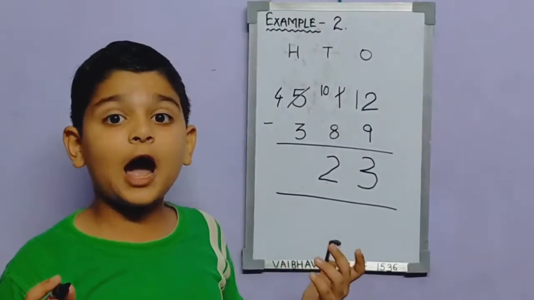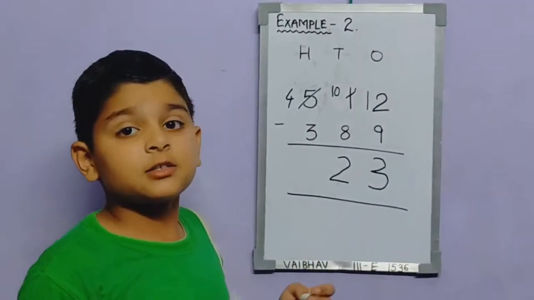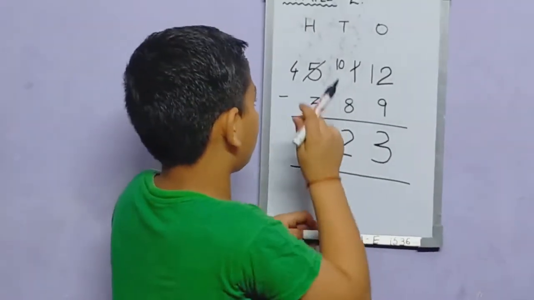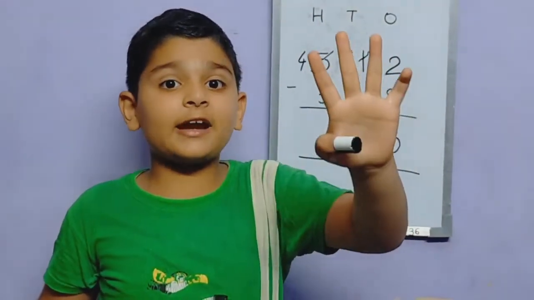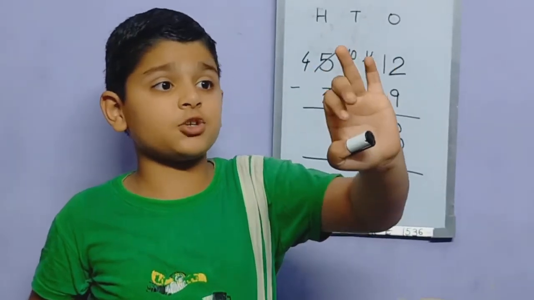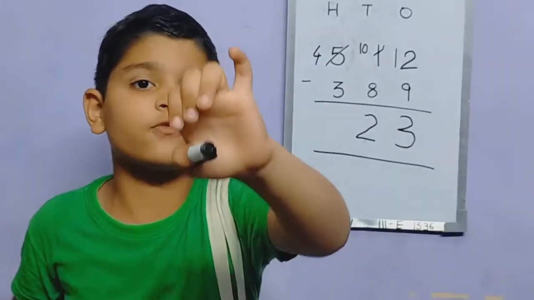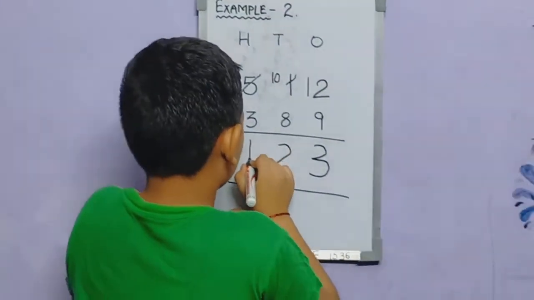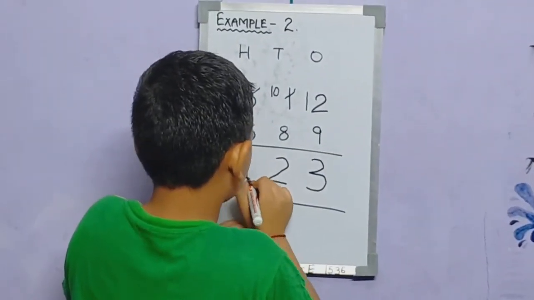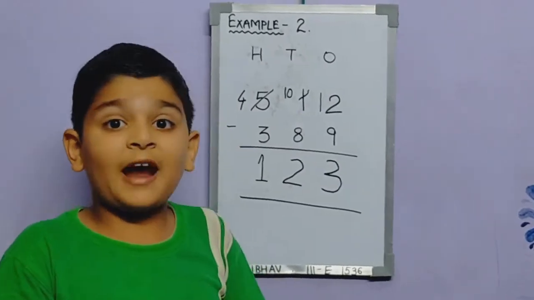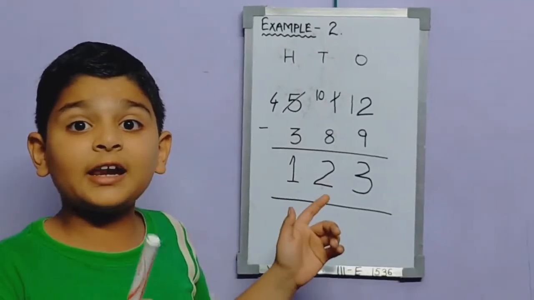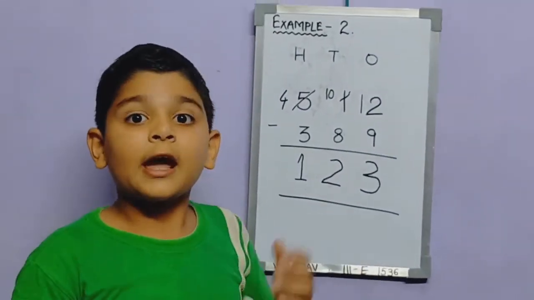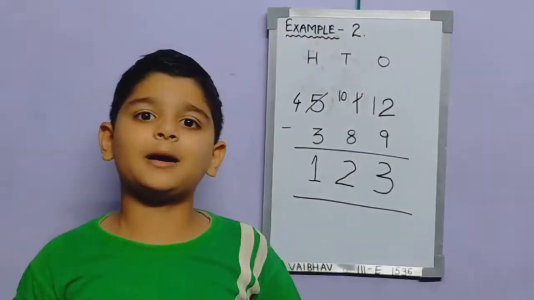So friends, now we come to the hundreds place. 4 minus 3. We can do this. So friends, the total final number is 123. Now we do the word problems.